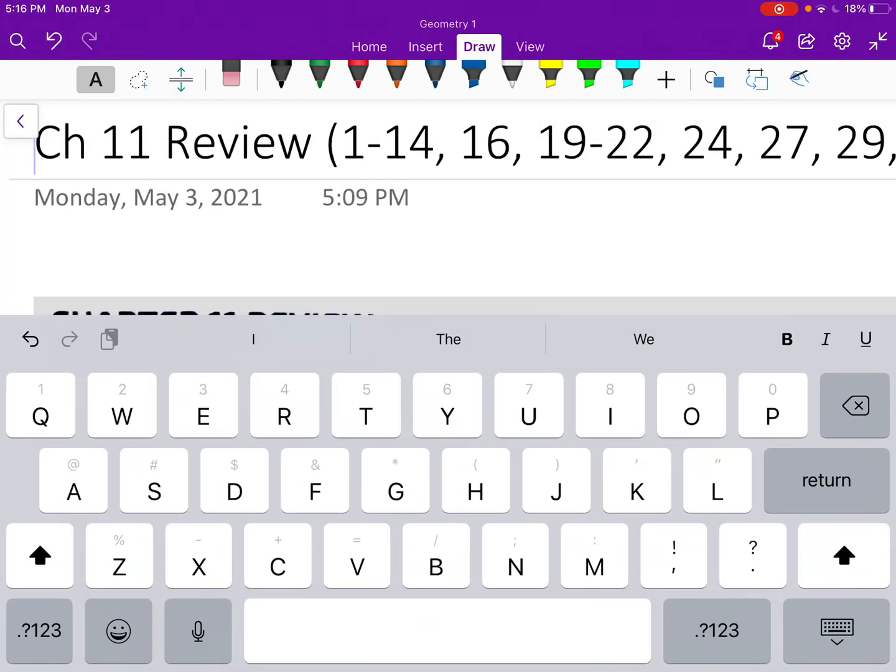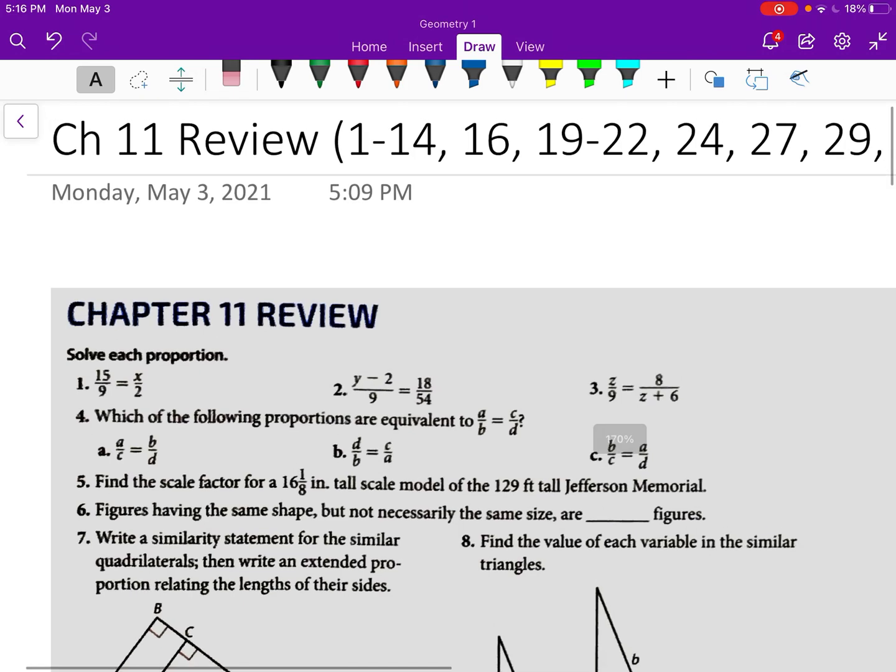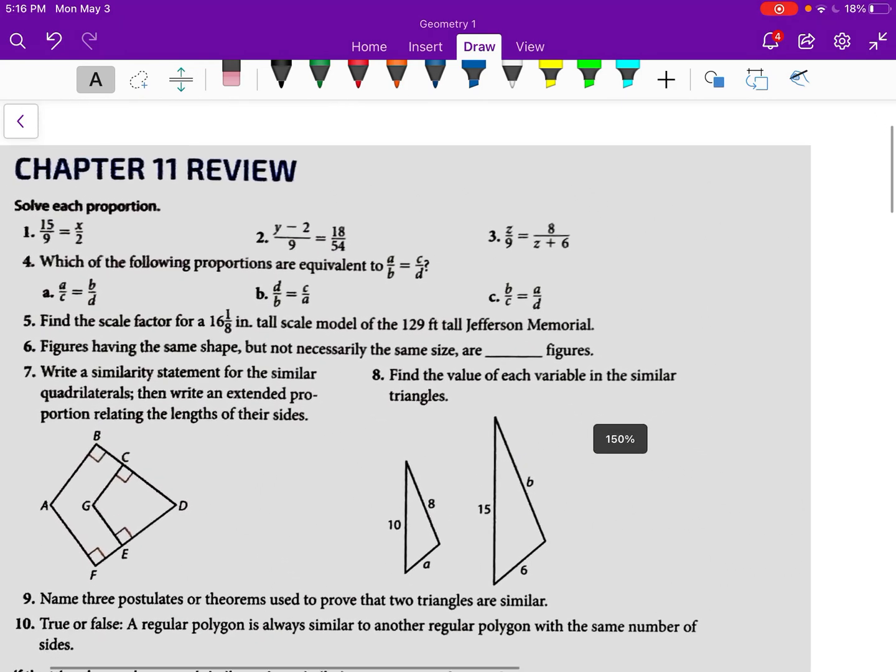So we're going to go ahead and look at this test review for Chapter 11. Here's the questions at the top that we'll be doing. We might have to reference that as we go along. So we're going to start with 1 to 14.